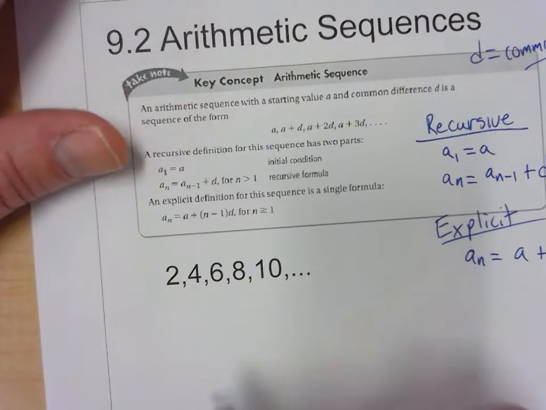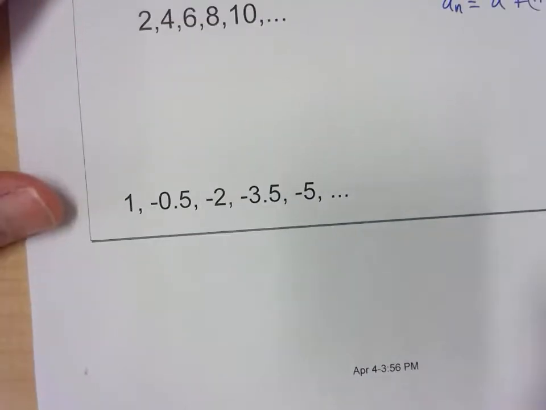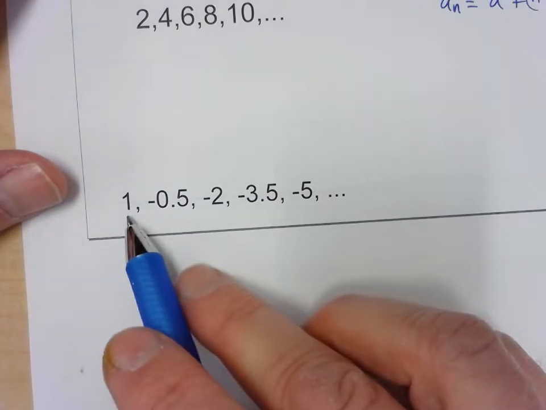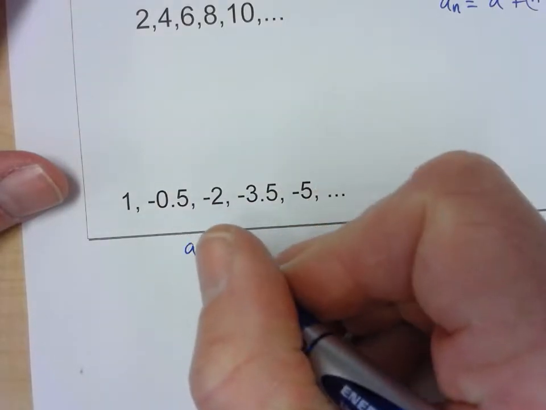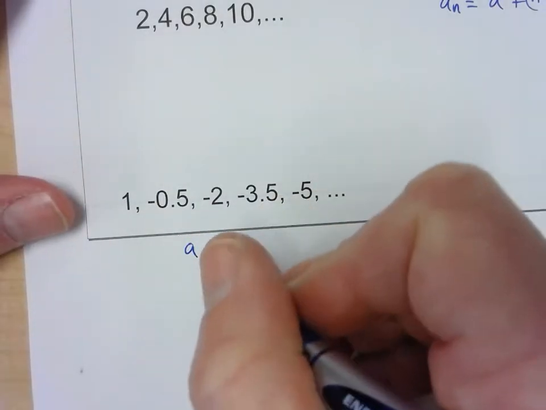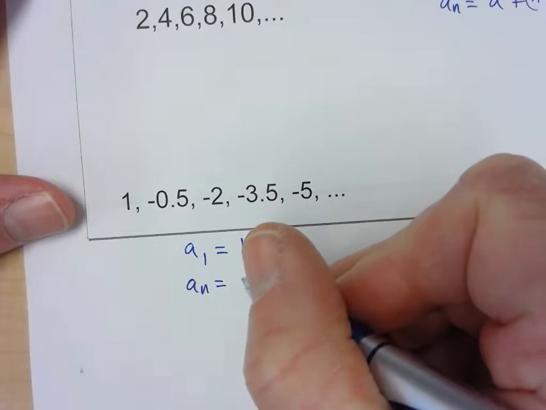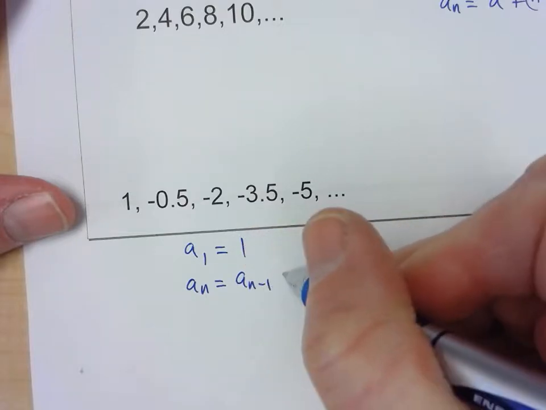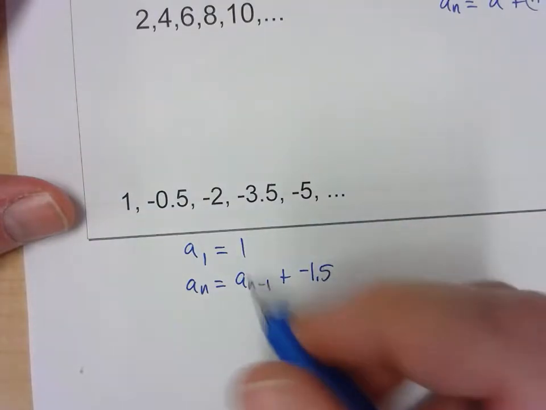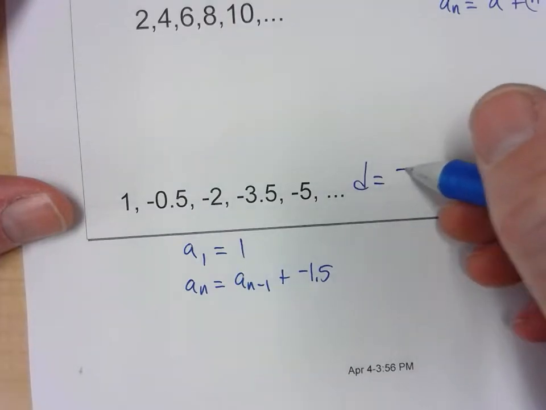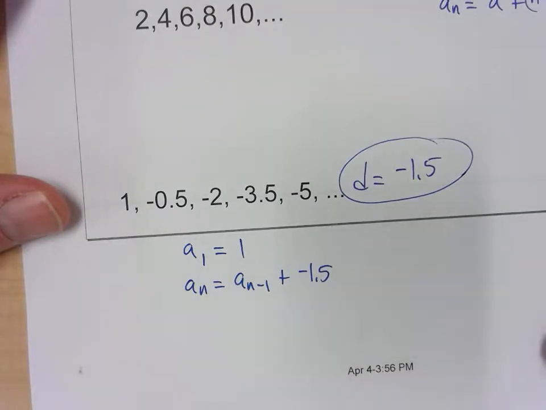So let's write out the recursive formula for this one right here. Well, that's a pretty easy one. Let's do this one down here. So what's happening every time is we are losing 1.5. So we tell the whole world the first term, which would be 1, and we're losing 1.5. So a_n is equal to the previous term, a_(n-1), plus negative 1.5. So we're adding the same amount every time. So the common difference is negative 1.5. So it's going down each time, but we're adding a negative number. Don't think about it as subtracting, it's adding a negative number.